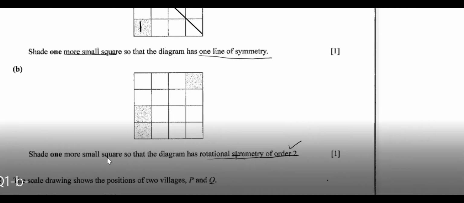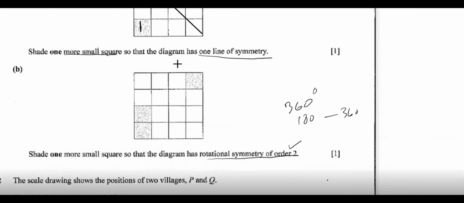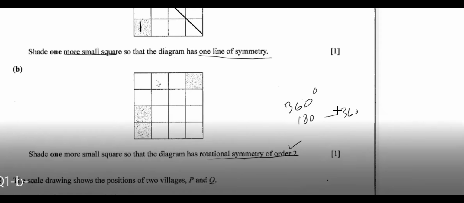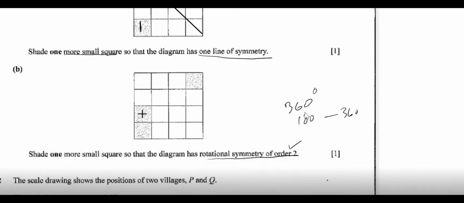Question 1, part B: shade one small square so that the diagram has rotational symmetry of order 2. Look here, this is the square and it has rotational symmetry of order 2. That means when we rotate the square 360 degrees, it will overlap 2 times: once at 180 degrees, and again at 360 degrees.